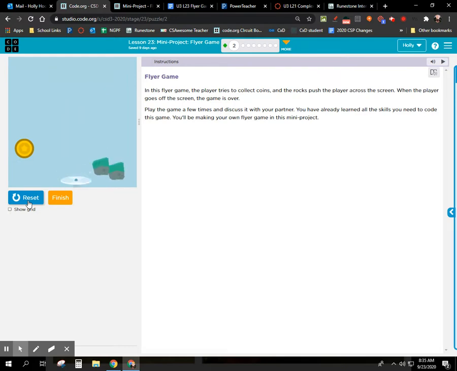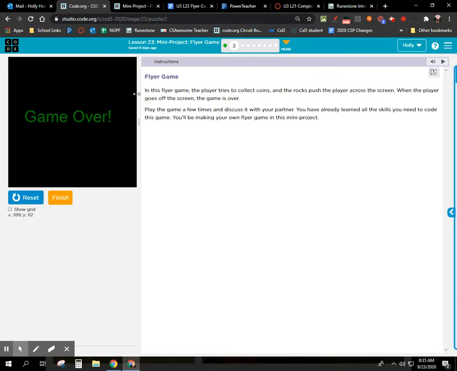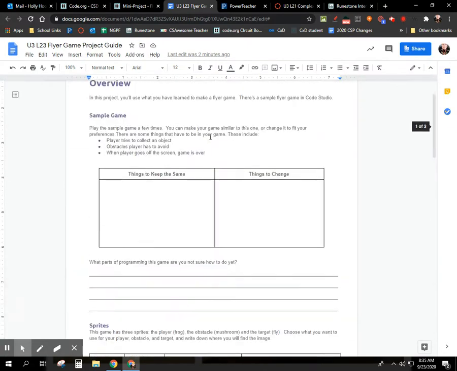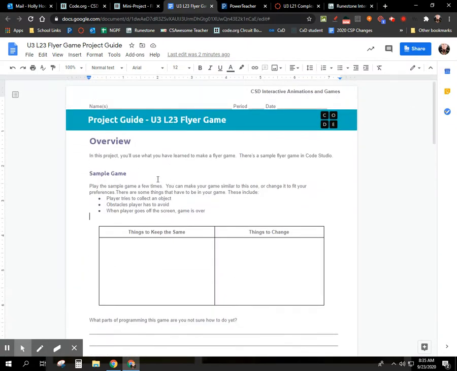So there are some things that you have to have in your game, and that's going to be, if we look at our rubric and our project guide, you have to have a player that's trying to collect an object. You have to have obstacles that the player is trying to avoid, and when the player goes off the screen, the game is over. Those items have to be in your game.